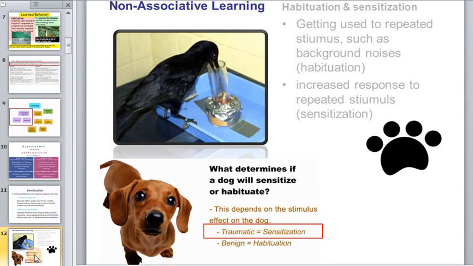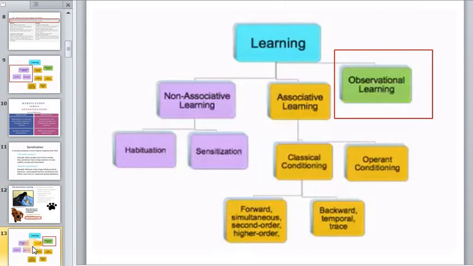And such examples. And here we see the next kind of learning behavior is observational learning. It is a process in which learning occurs through observing and imitating others.